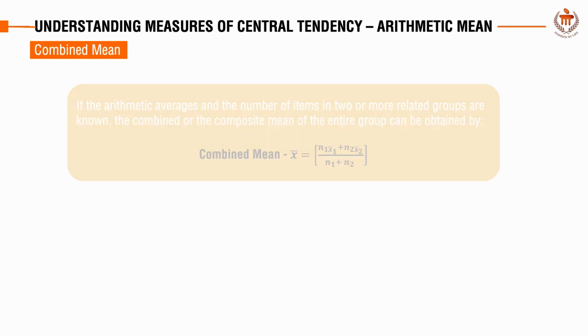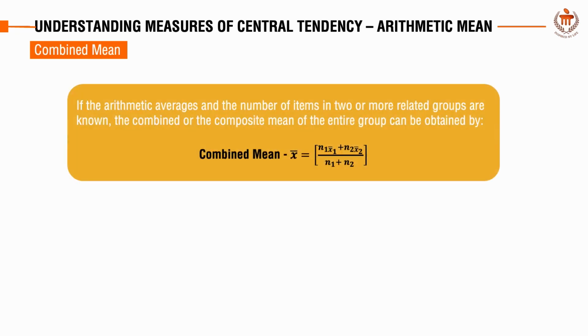So now we'll talk about the combined mean. Combined mean is calculated as the weightage average of different sets of data, and it is calculated by the formula that you can see, where we do the sum product of the number of observations with the individual average, and that is divided by the total number of observations.